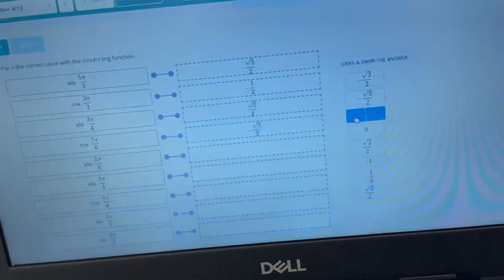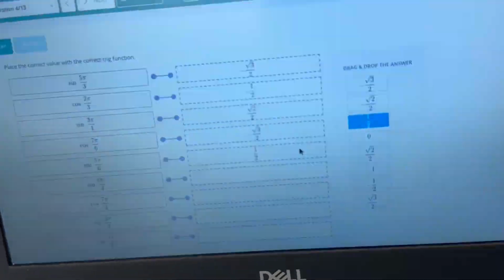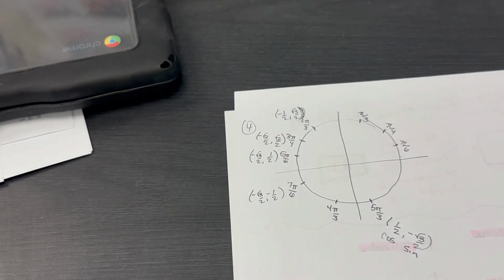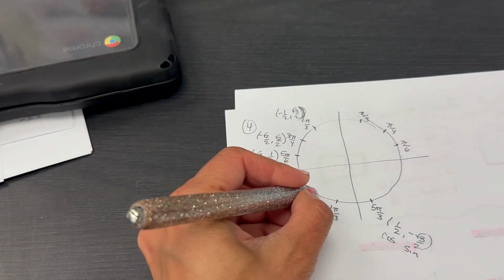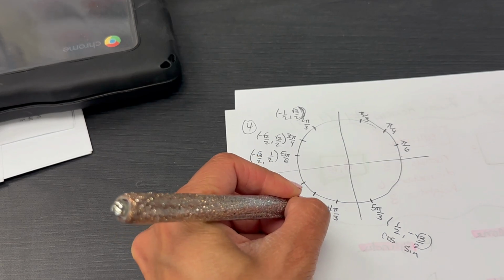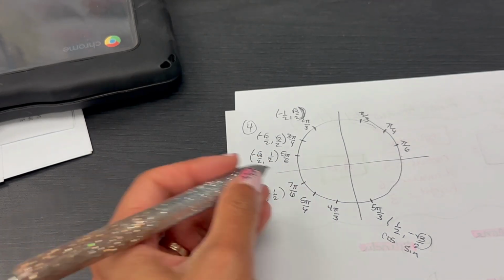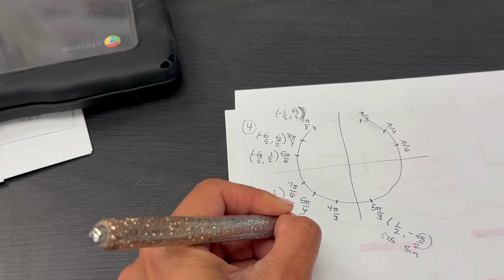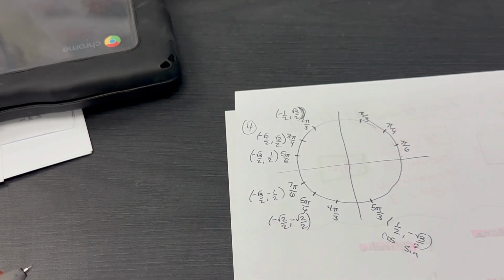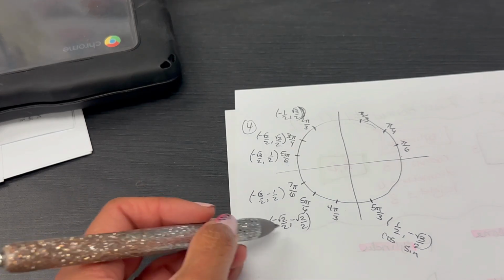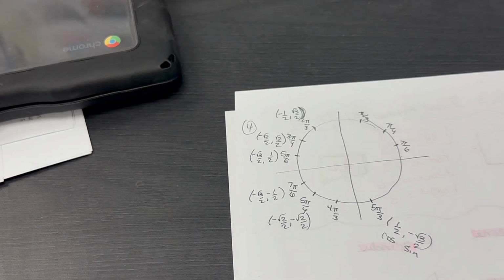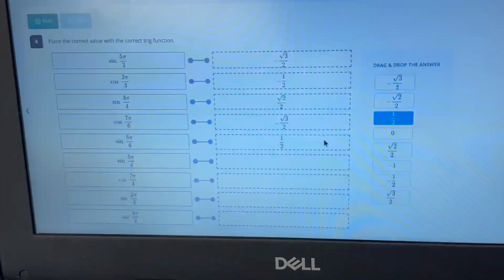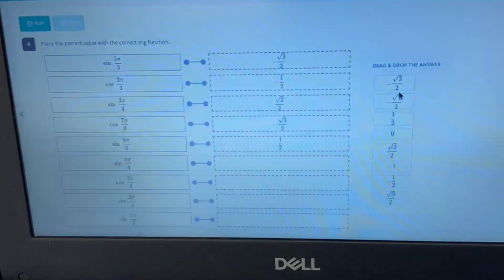So 1/2, drag and drop. Sine of 5 pi over 4 is next. So I have 3 pi over 4. 5 pi over 4 is in the next quadrant, down in the 3rd quadrant. And everything is negative down there, so that's negative square root of 2 over 2, negative square root of 2 over 2. And it asks for the sine. Well, it doesn't matter, both sine and cosine are the same in that case. So negative square root of 2 over 2 is what I need to drag and drop.